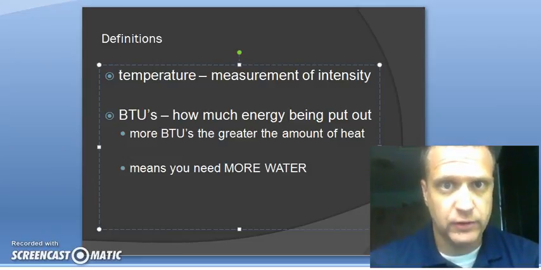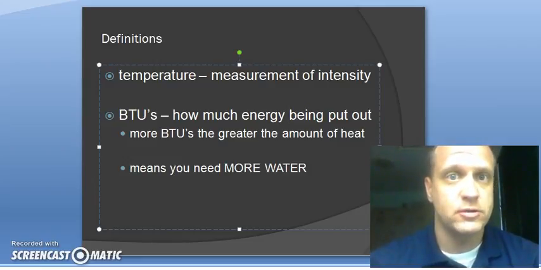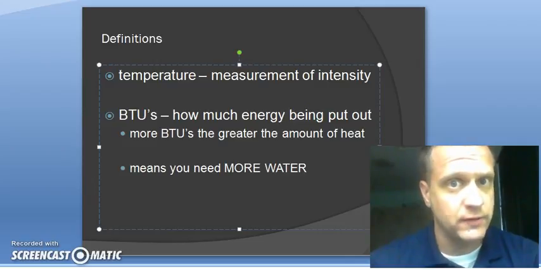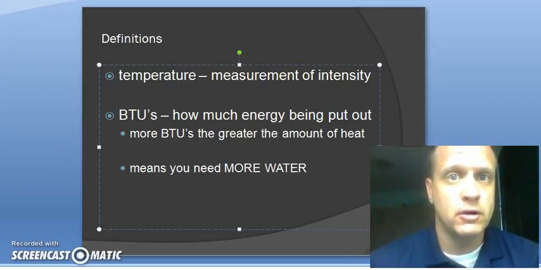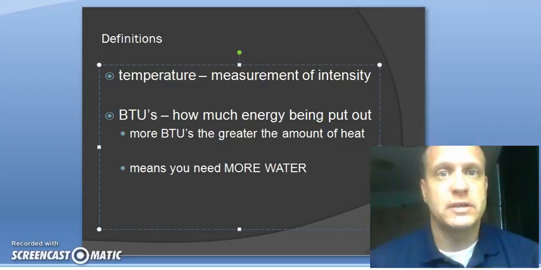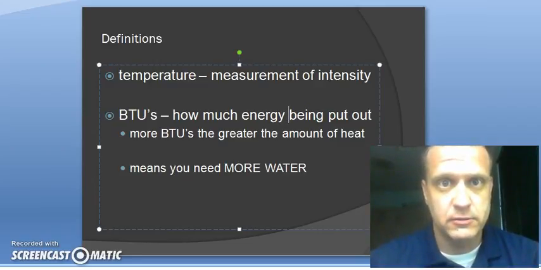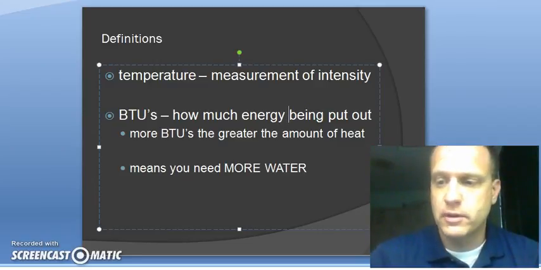If you have a fire that's putting out 20,000 BTUs of energy, or 20,000 BTUs of heat, you need to use a hose stream that is capable of extinguishing 20,000 BTUs. Otherwise, the fire's not going to go out.